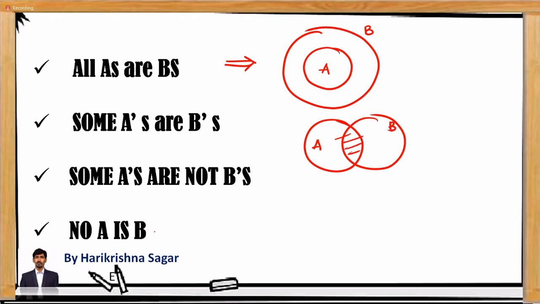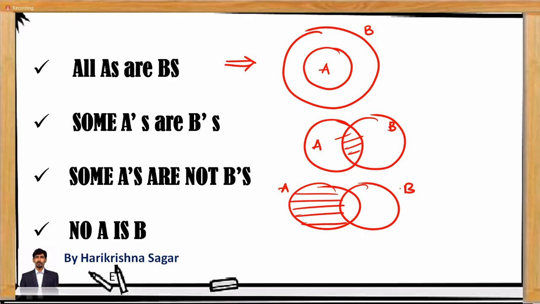So this is "Some A's are B's." You can represent it like this. "Some A's are not B's." That means if you treat these as A's, some of the A's, like these A's, are not B's. So this is B's, and some of the A's are not B's. That's the meaning of it.